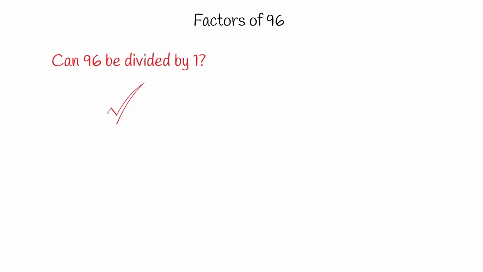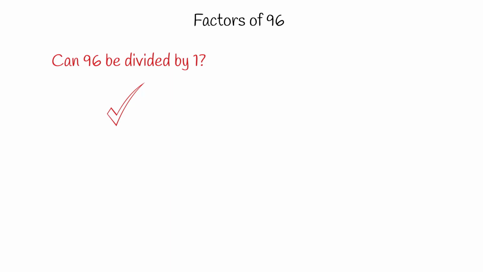Now we know what factors are, let's work out how we find all the factors of 96. To find all the factors, you need to start with 1. Can 96 be divided by 1? Well, no matter which number you're looking at, it can always be divided by 1. 1 is a factor of every number, so 1 is definitely a factor of 96.